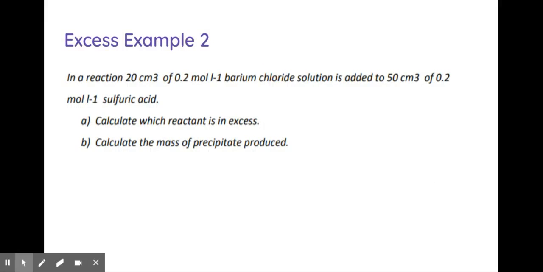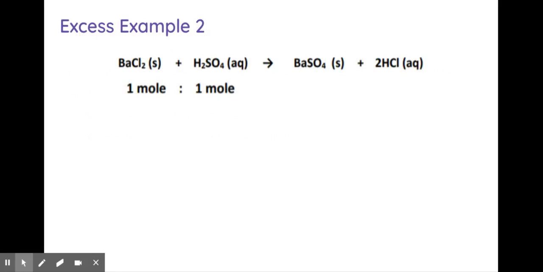In a reaction, 20 centimetres cubed of 0.2 moles per litre barium chloride solution is added to 50 centimetres cubed of 0.2 moles per litre sulfuric acid. Calculate which reactant is in excess is part A to the question, and part B is calculate the mass of precipitate produced. So this is a wee bit different from our example 1, in that both of our reactants are solutions. So we will be using the n equals C times V triangle to calculate the number of moles of both of our reactants. So first of all, again, write down your equation and your mole ratio of your reactants.